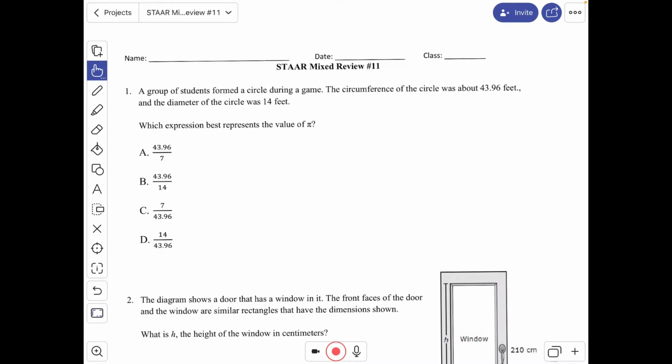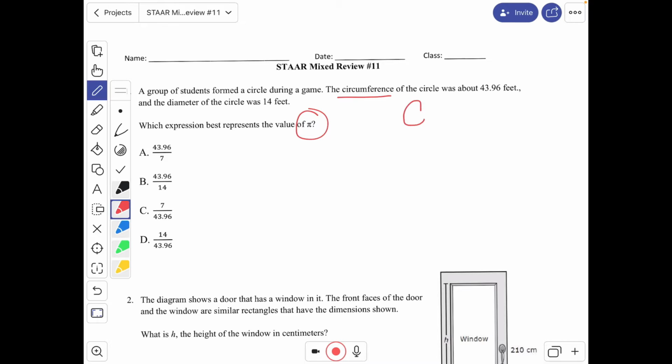The circumference of the circle was about 43.96 feet and the diameter of the circle was 14 feet. Which expression best represents the value of pi? It's wanting us to put pi by itself. And it's talking about circumference, so we need to start with the formula for circumference.